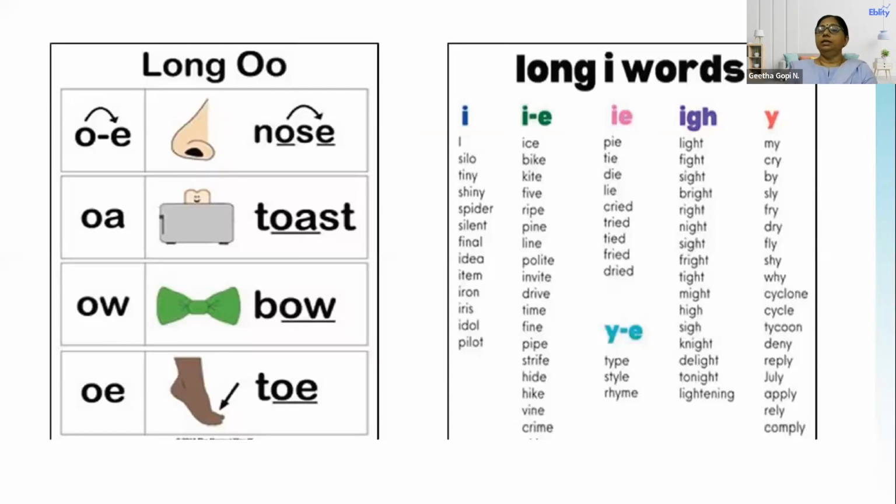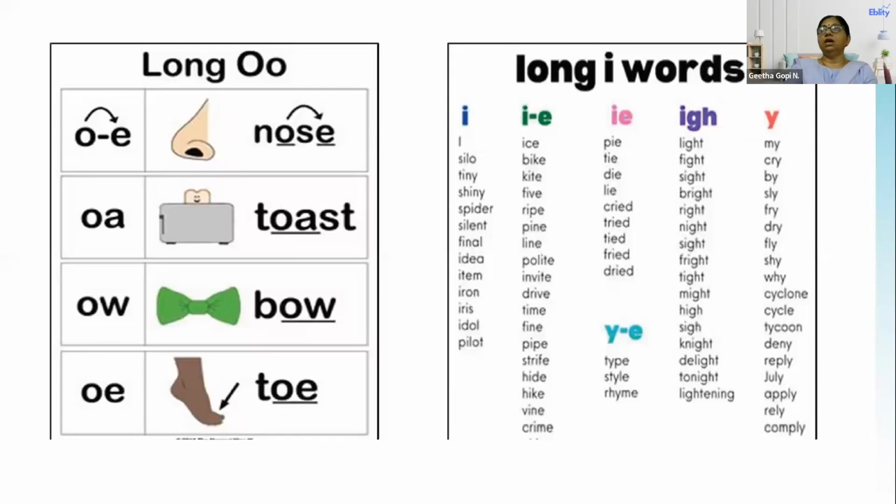And then long I. In long I also, just as we saw with A, E, and O, there are different kinds of patterns: one I, or the IE combination, the IGH combination. Again, when IGH comes, the I is long and the GH is silent. Or Y coming at the end, or E coming at the end, for example. So these different kinds of combination words can be taught. Again, depending on the level of the child, you choose which ones to introduce. As you go higher and higher up, you might use more and more complicated words.